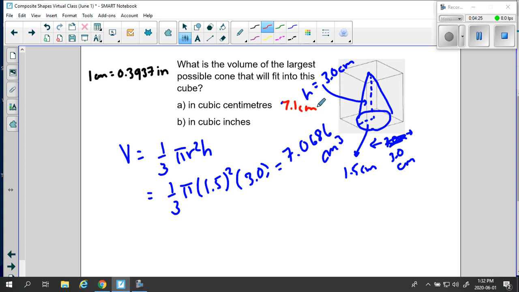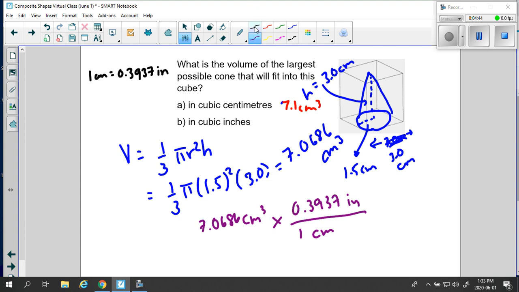So the answer to this one is going to be 7.1 centimeters cubed. So the second part, which asks you to do it in cubic inches, we're going to keep 4 decimal places when we do this. And here's our conversion factor. 1 centimeter is 0.3937 inches. And I'm putting centimeters in the bottom because I want them to cancel out. And I recognize that a centimeter does not cancel out with a centimeter cube. I have to cube both of these. So if you do that, I'll multiply by that 0.3937 cubed, then I'm actually getting 0.4 inches cubed for part B.